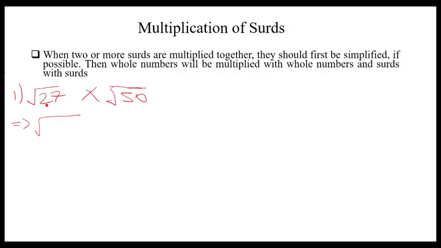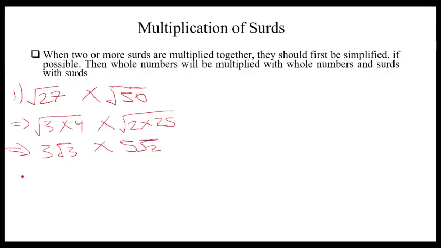So 27 divided by 9 should give us 3, right? So this is the same thing as having what? 3 times 9, and this is the same thing as having what? 2 times 25, right? To cut the long story short, this is the same thing as having 3 root 3 times 5 root 2, right?